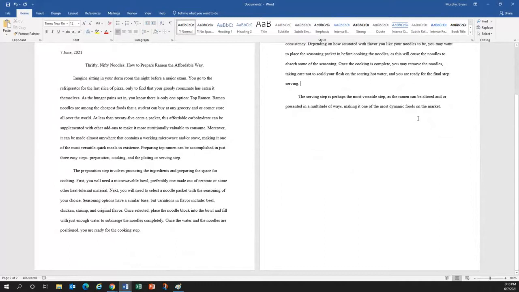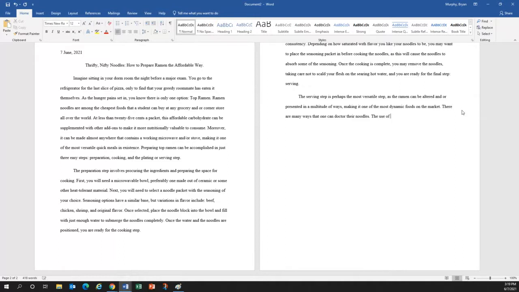The serving step is perhaps the most versatile step, as the ramen can be altered or presented in a multitude of ways, making it one of the most dynamic foods on the market. Okay, so there are many ways that one can doctor their noodles.